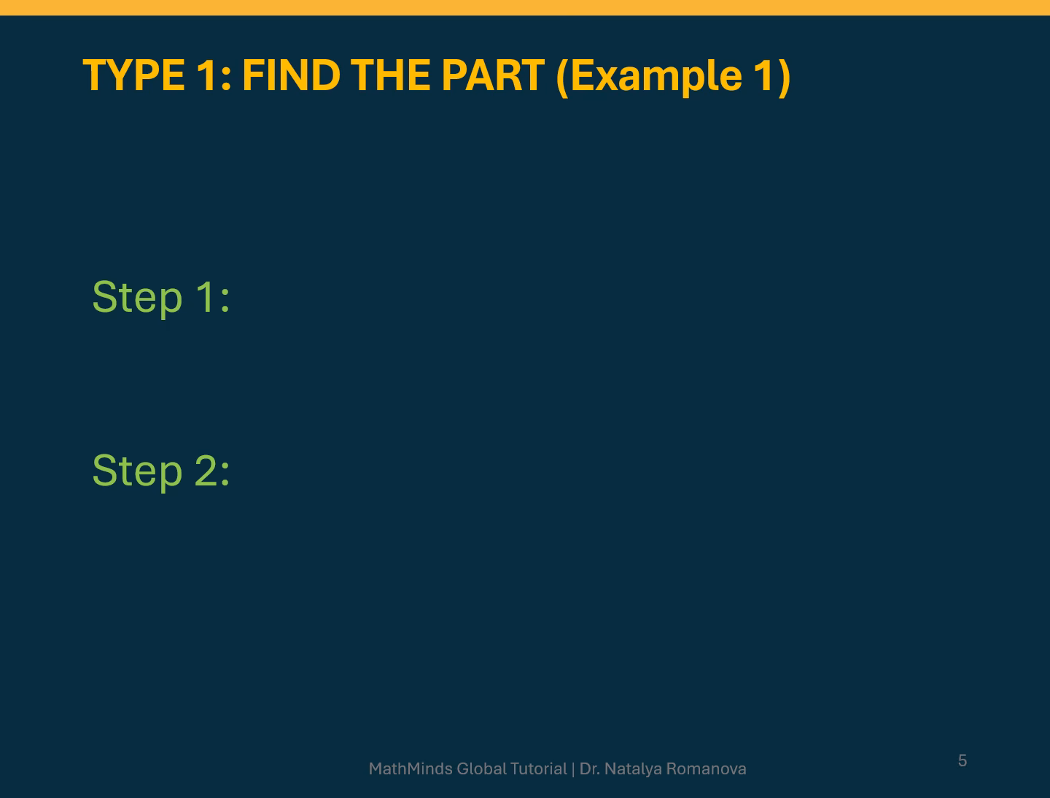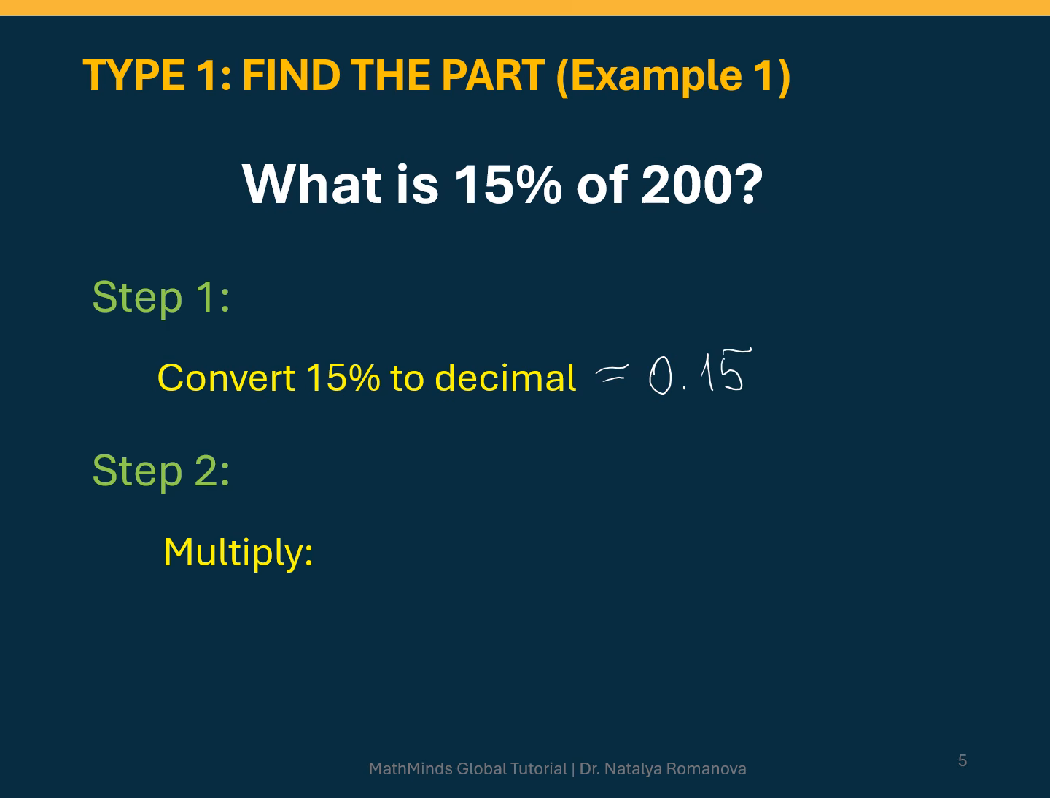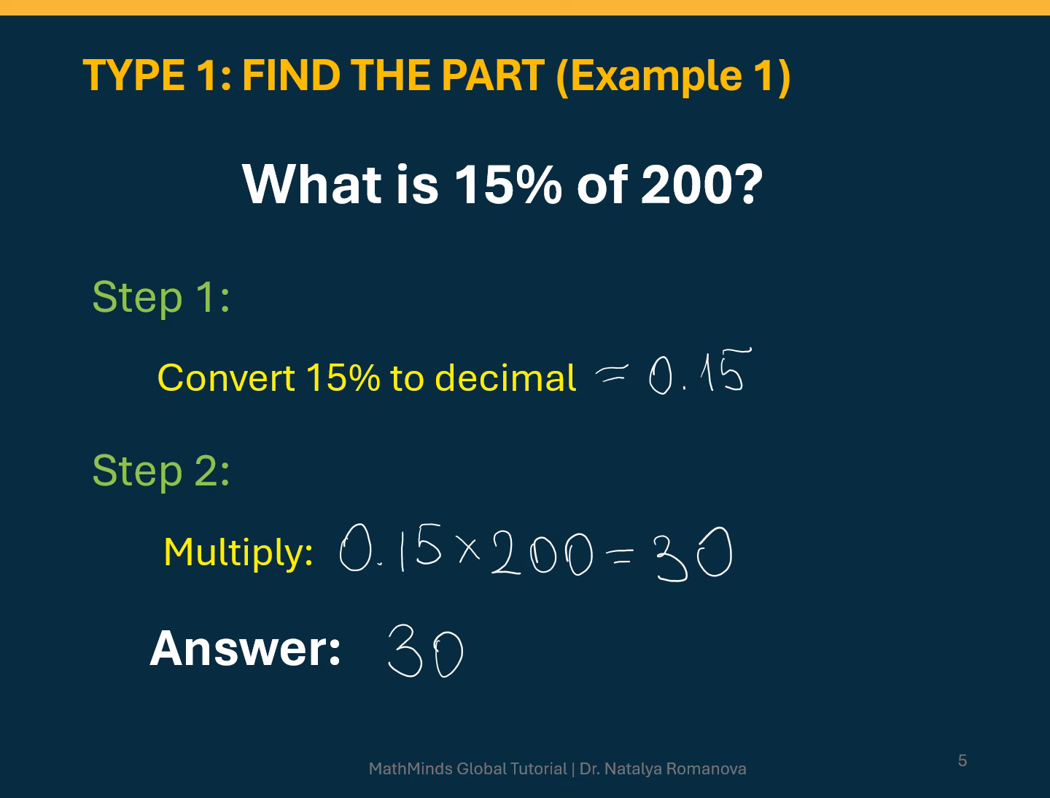The first case, find the part. The question: what is 15% of 200? Step 1. Convert the percent to a decimal. 15%, we move the decimal 2 places left. It is 0.15. Step 2. Multiply. So we take 0.15 multiplied by 200, it is 30. So 15% of 200 is equal to 30.